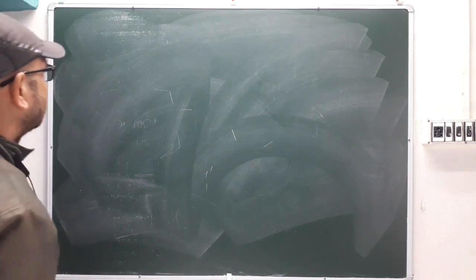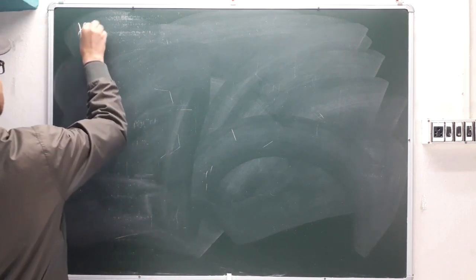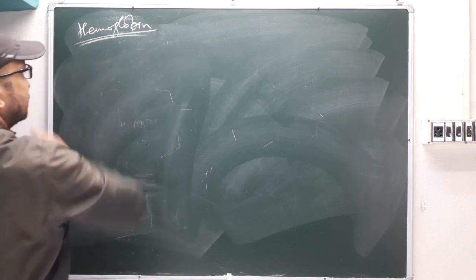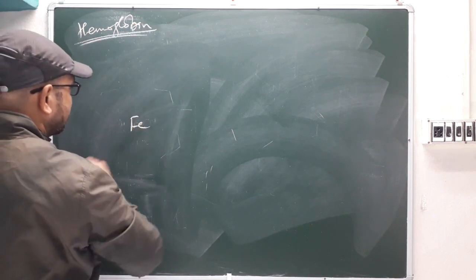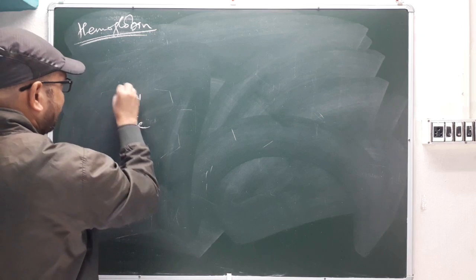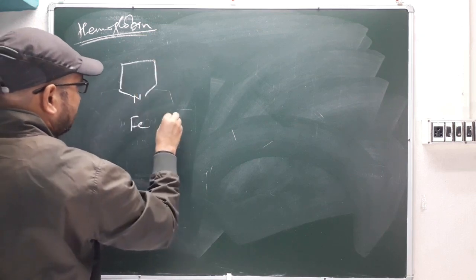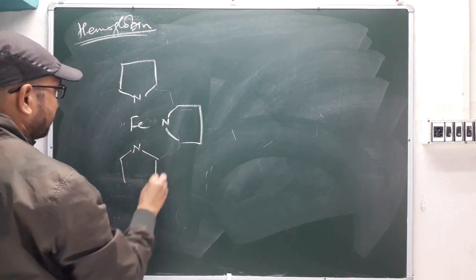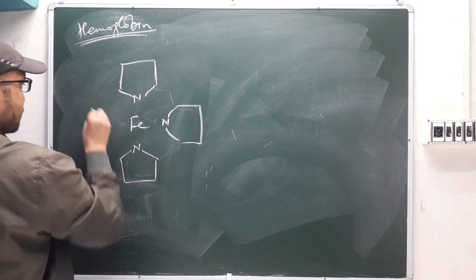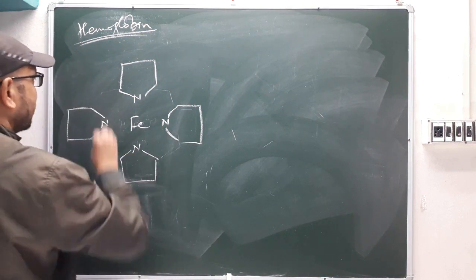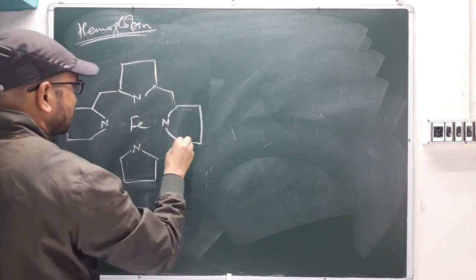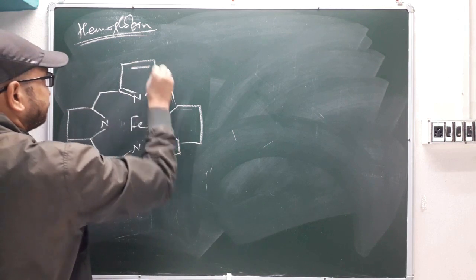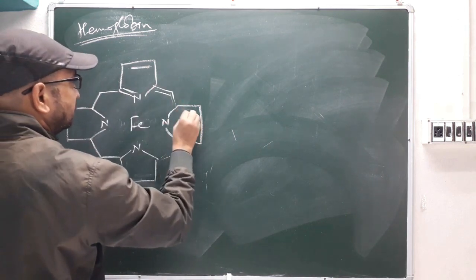Okay. So for hemoglobin, I'll just draw the structure, and then it will be very easy to explain the things. Okay. Whenever you are drawing this type of ring, the porphyrin ring, first draw this body structure and then try to put the double bonds and all. Okay. So it will be easy for you.